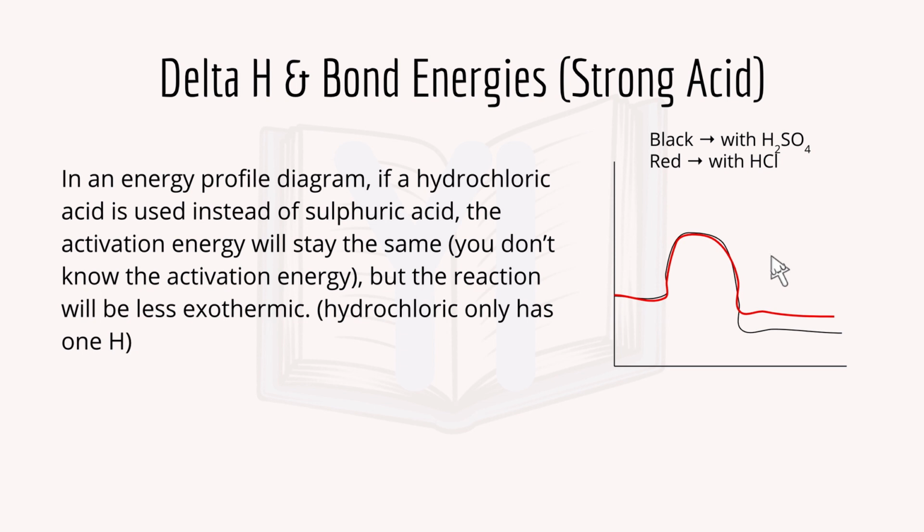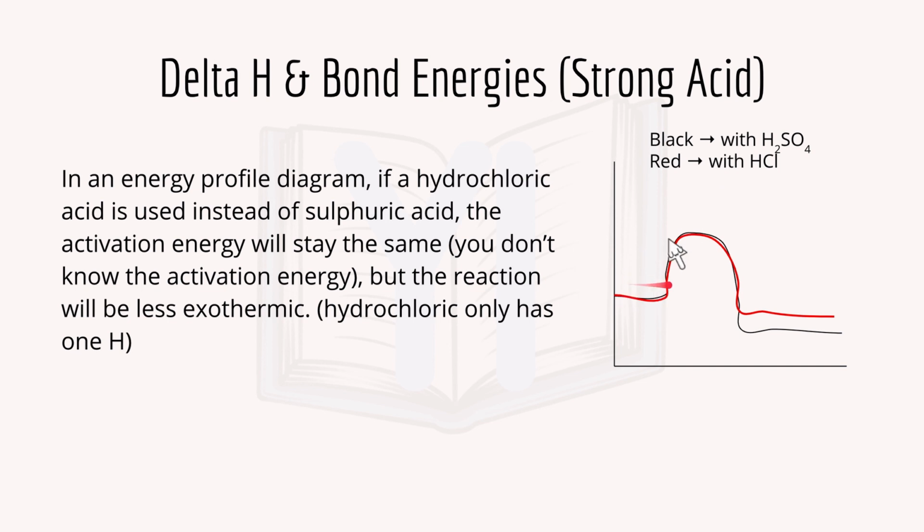Then here's some strong acid information. In an energy profile diagram, if hydrochloric acid is used instead of sulfuric acid, the activation energy will stay the same because you don't know the activation energy, but the reaction will be less exothermic because hydrochloric acid only has one H. Let's see, hydrochloric HCl and H2SO4.